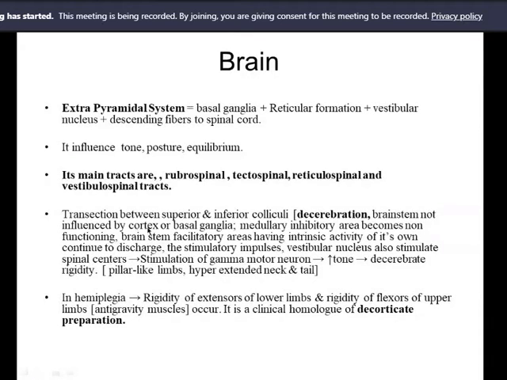Brainstem is not influenced by the cortex or basal ganglia. Medullary inhibitory area becomes non-functioning. Brainstem facilitatory area, having intrinsic activity of its own, continues to discharge the stimulatory impulses. Vestibular nucleus also stimulates spinal centers. Stimulation of the gamma motor neuron is more, so tone increased. So when there is decerebration, the brainstem becomes the highest center and does not get the inhibitory impulse from the cerebral cortex, then tone increases.